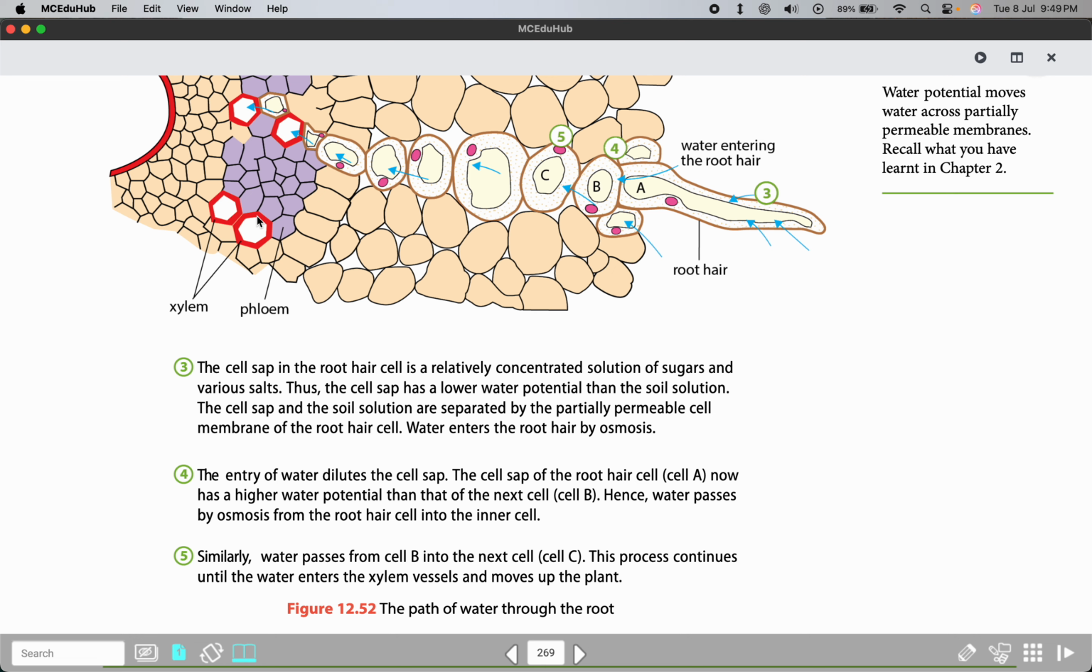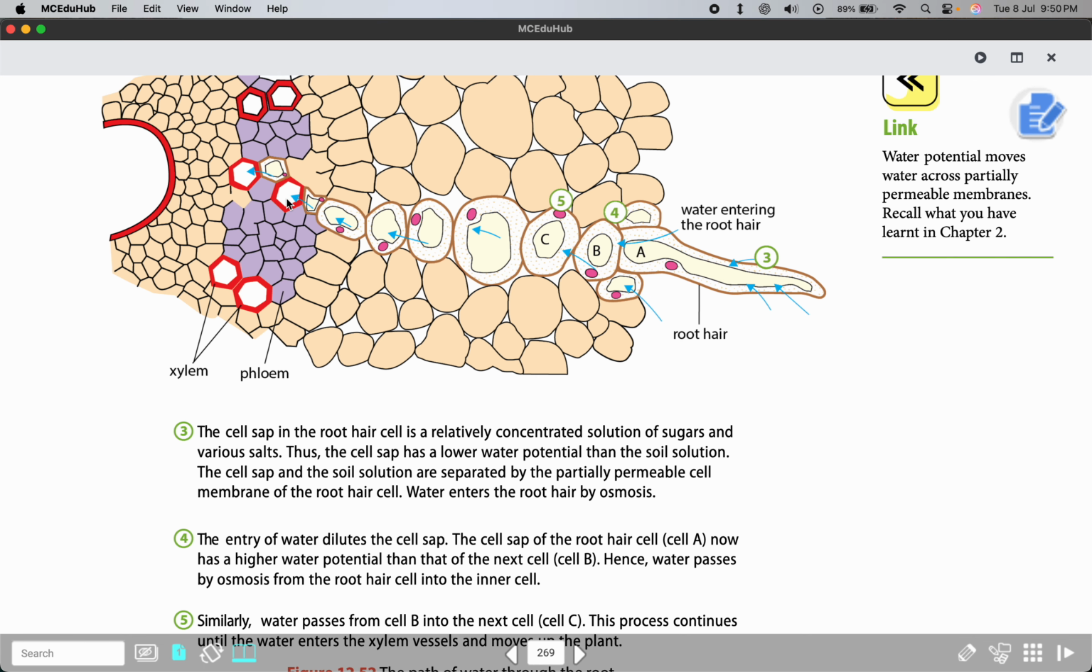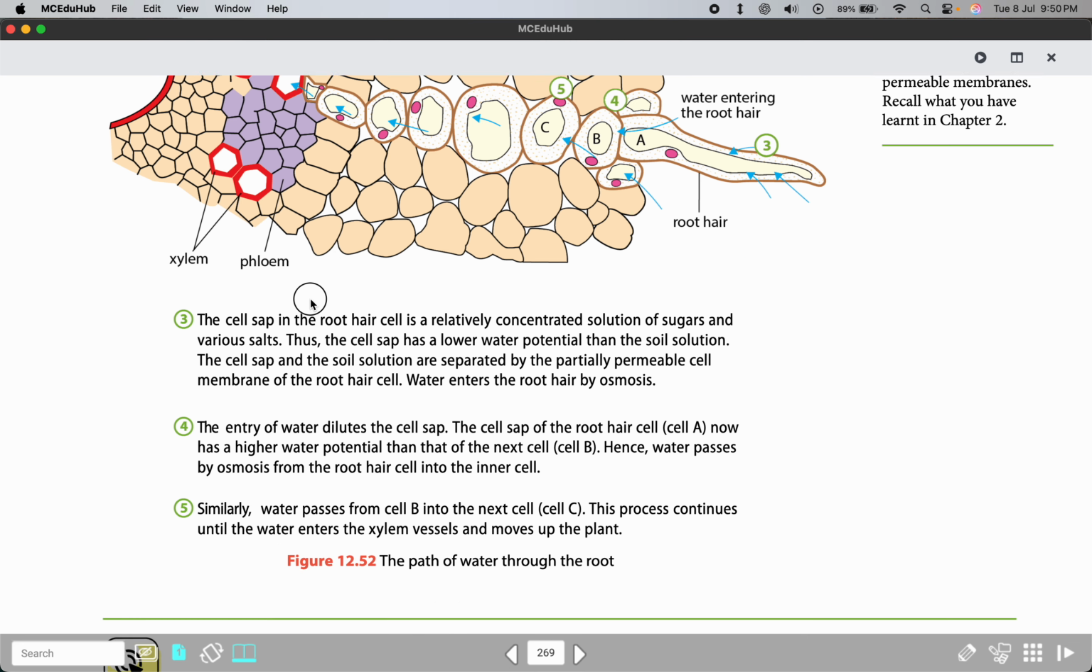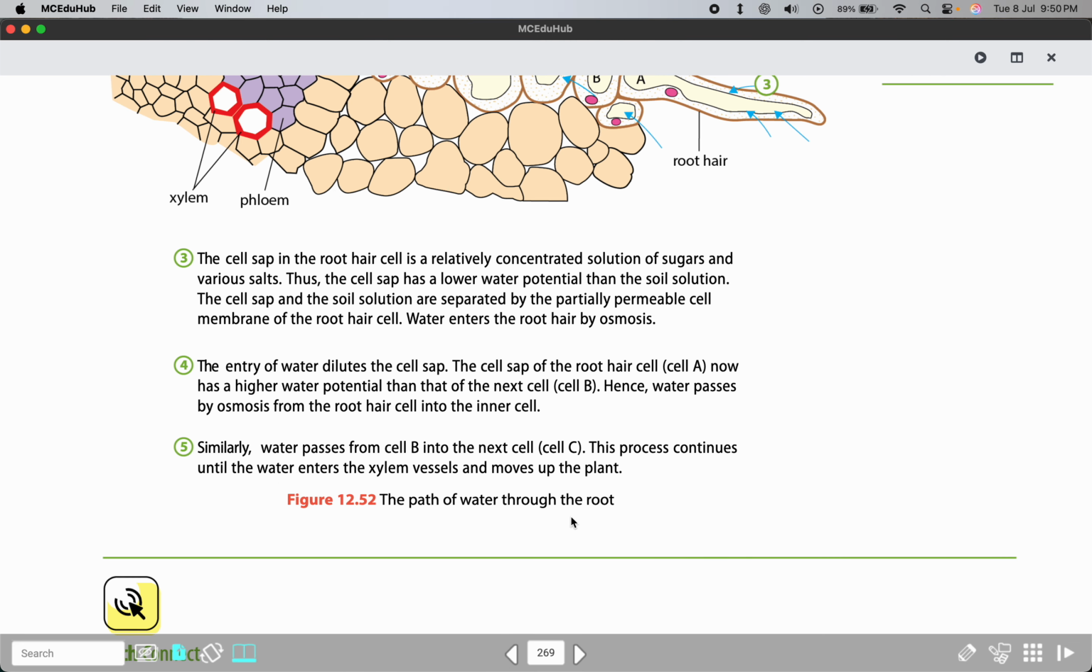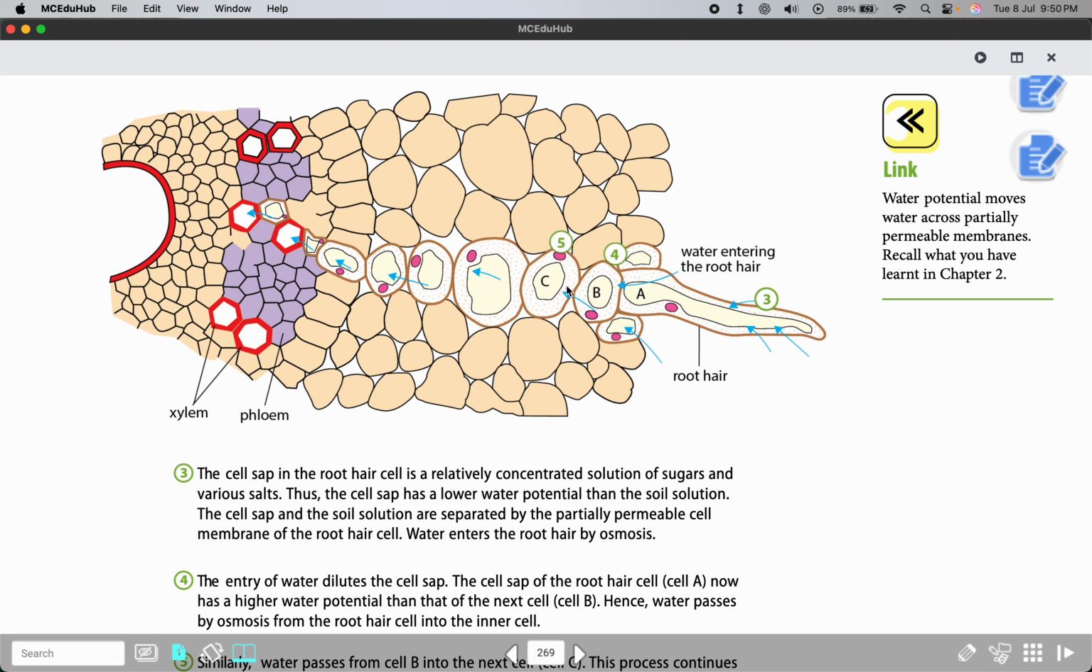Now, xylem vessels are not cells per se, because they're actually dead. It's actually just a lignified cell wall. You can see this red is actually referring to lignin. Once water has reached this xylem, it's able to be pulled up the stem by a process called transpiration, which we'll talk more about soon. So basically water moves through the roots by osmosis, from a region of higher water potential in cell A all the way until the lowest water potential, which will be at the xylem.